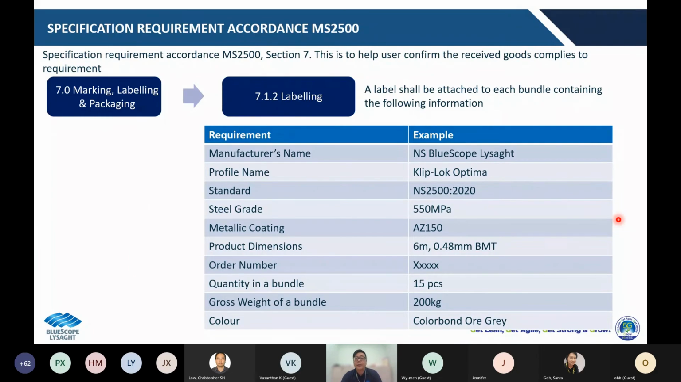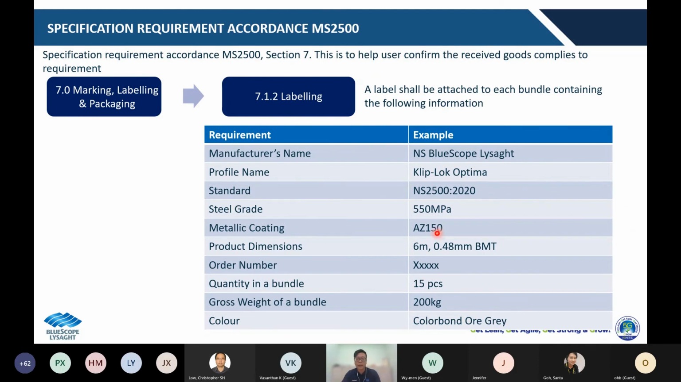Okay, refer to MS 2005, section 7, marking, labeling, and packing, clause 7.1.2, labeling. The standard suggested the manufacturer attach a label to each bundle of delivery to help the goods receiver identify that the product is according to the specification. I put the example in this table.